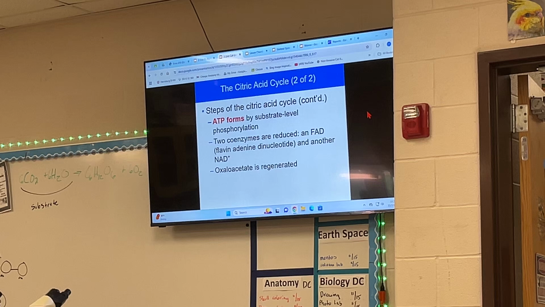So if our body can think of a way to use them a little bit to make more ATP, that's what it's going to do. So it's going to use the FADH and the NADH differently to make more ATP. That's its purpose.